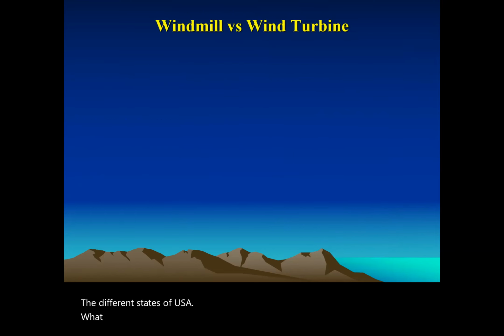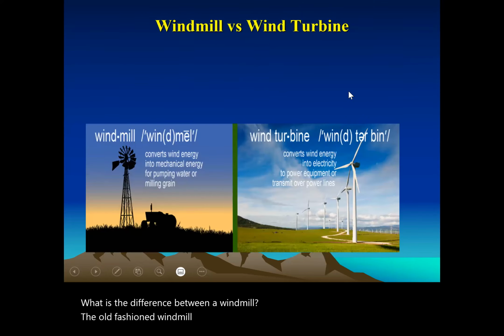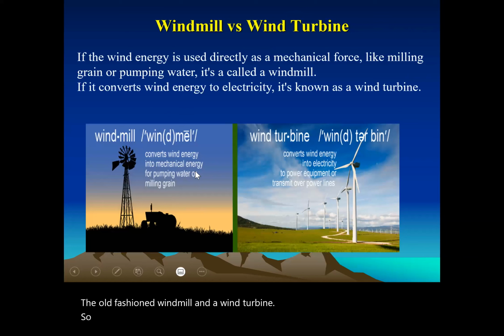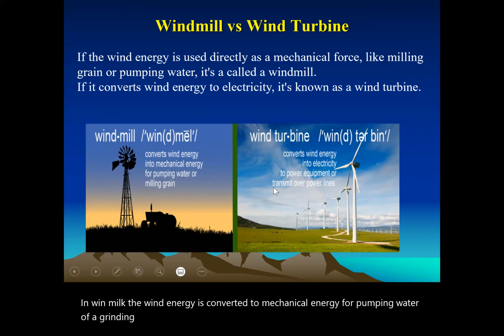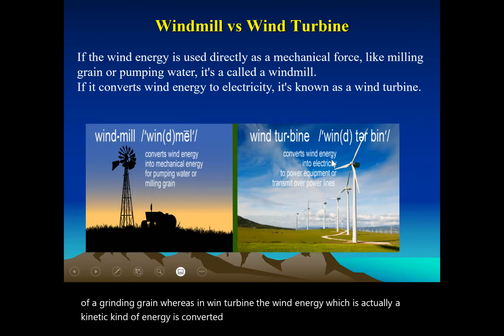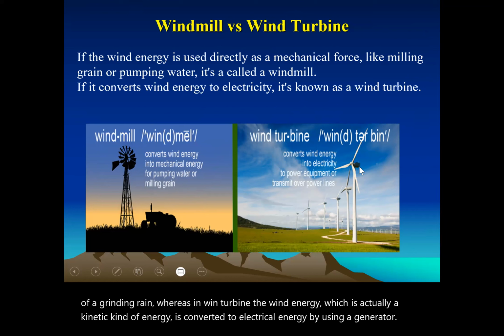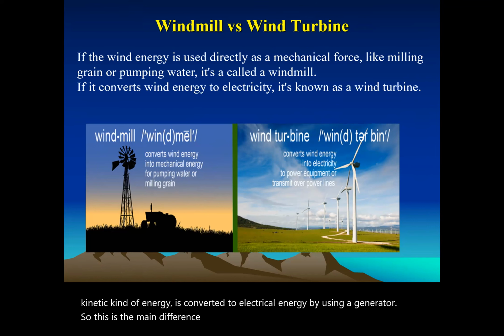What is the difference between a windmill, the old-fashioned windmill, and a wind turbine? In a windmill, the wind energy is converted to mechanical energy for pumping water or grinding grain. Whereas in a wind turbine, the wind energy, which is a kinetic kind of energy, is converted to electrical energy by using a generator. So this is the main difference between these two technologies.